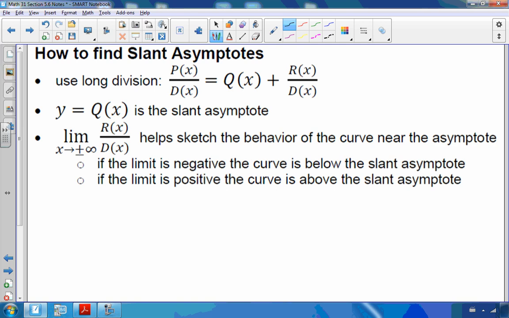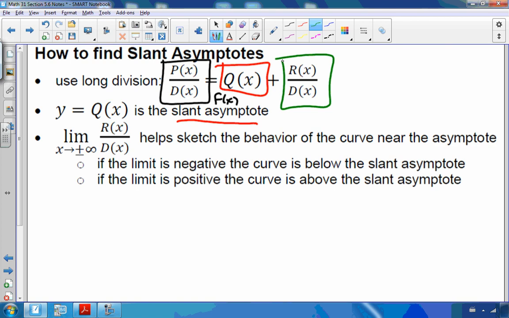We are going to use long division to write our rational function as a division statement. The division statement will be the rational function, f of x, equal to the quotient plus the remainder out of the divisor. The reason we're going to do that is because the quotient is going to be the slant asymptote. So that is the slant asymptote. The remainder is going to help us determine the end behavior of the graph.